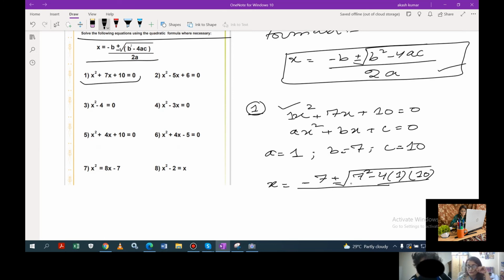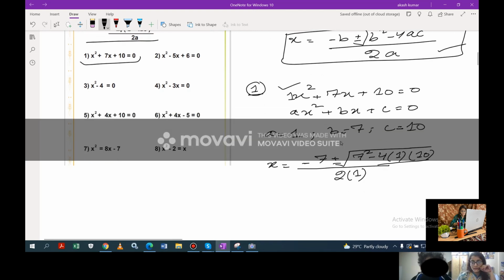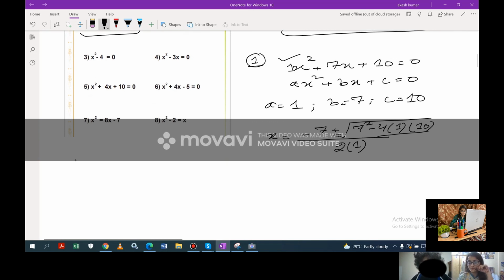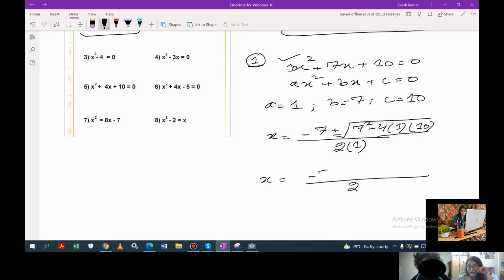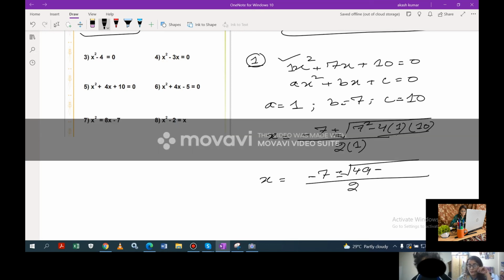In the denominator we have 2a. Our a value is 1. Is it clear? Okay. So x equals, 2 times 1 is 2, minus 7 plus minus the square root of 7 square, which is 49, minus 4 times 10, which is 40.